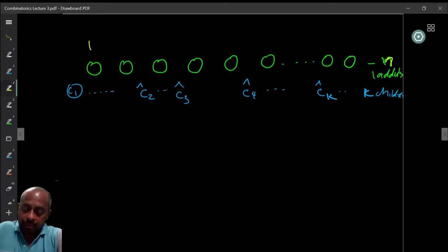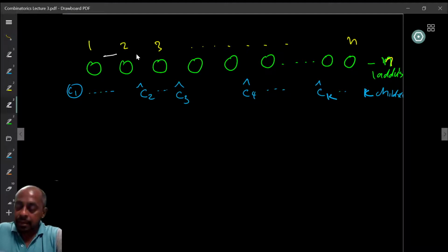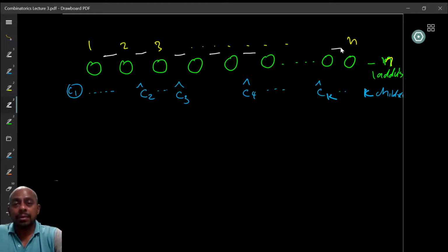1, 2, 3, etc. N laddus are kept here, and therefore the positions where the children can start are in between these laddus, right? So if there are n laddus in a line, how many gaps are there in between? There are exactly n minus 1 gaps in between. So out of these n minus 1 gaps, we need to decide which are the positions where the k minus 1 children are going to start taking the laddus.